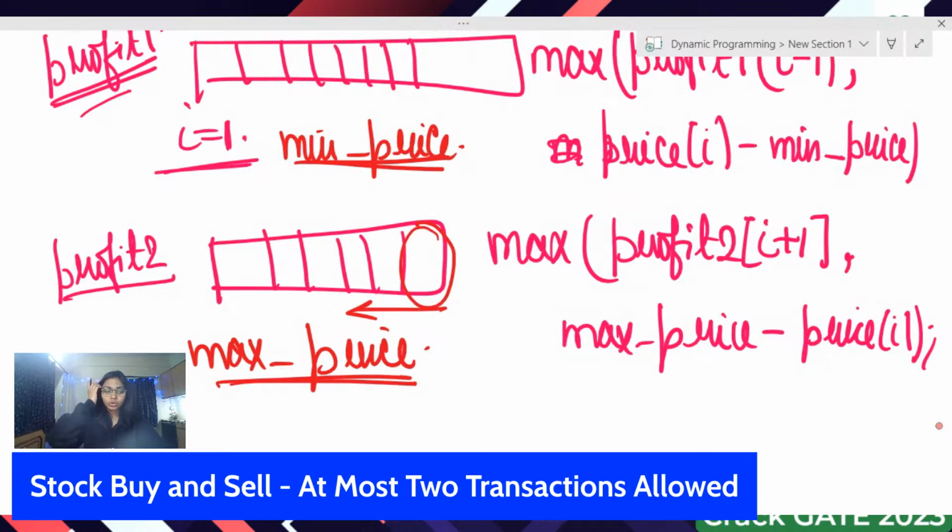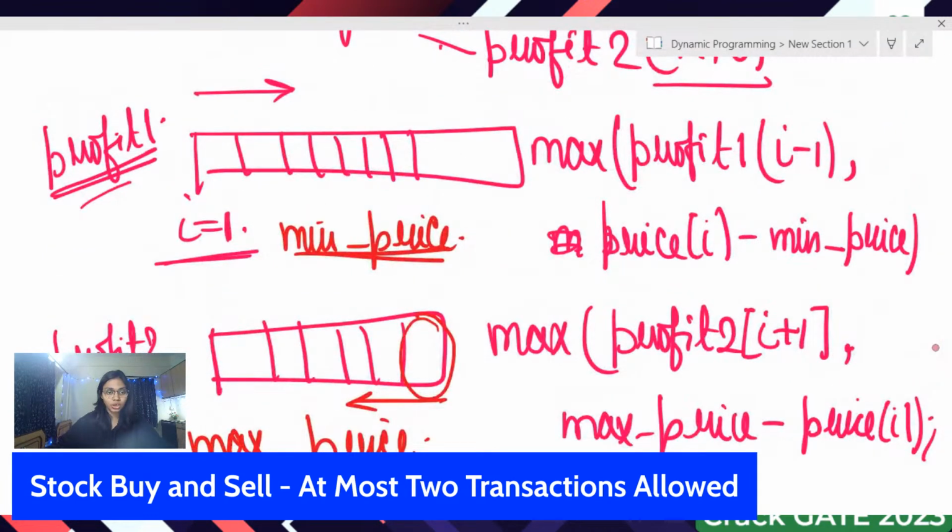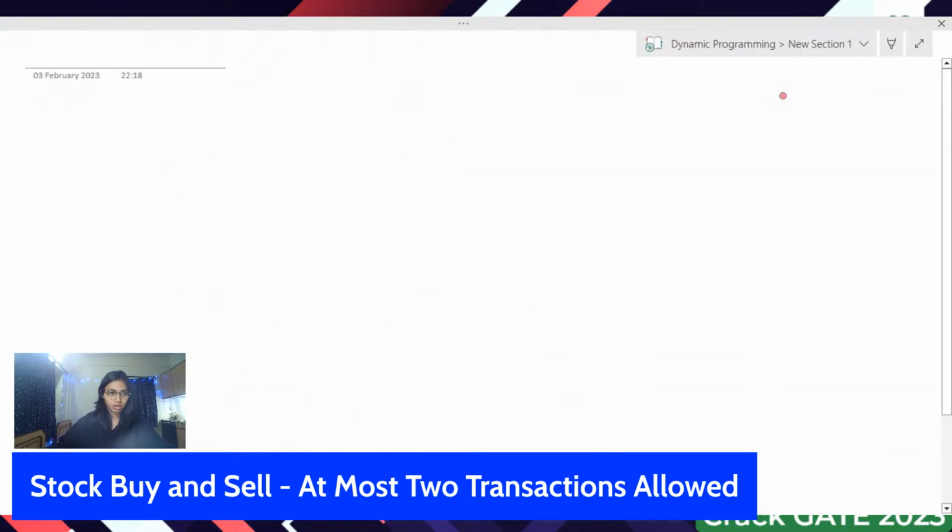So whenever you sell the stock, you need to sell it at the maximum price. So for the profit 2 array, you need to update the maximum price. For the profit 1 array, you need to update the minimum price. I will just do a dry run, it will become clearer to you.